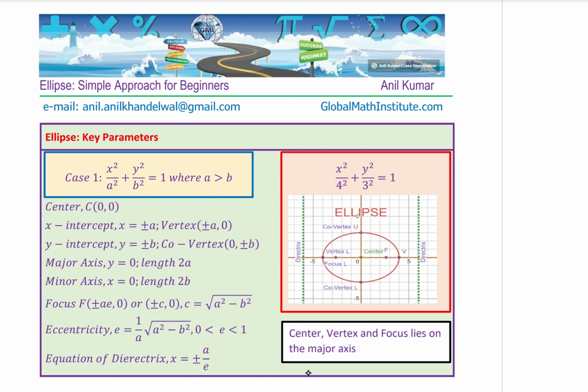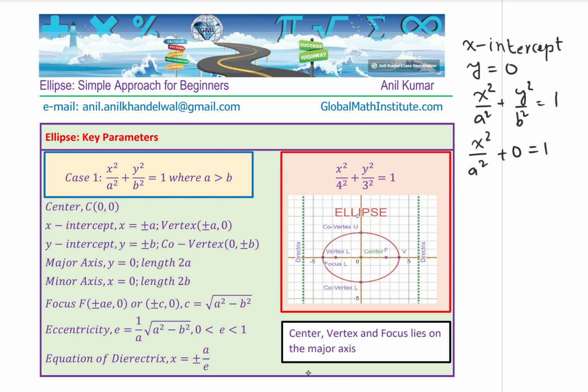Let us find the x and y intercepts. How will you find the x-intercept? Well, to find the x-intercept, I will put y equals to 0. So the equation was x square over a square plus y square over b square equals to 1. If I put y equals to 0, I get x square over a square, plus 0 here, equals to 1. And that gives you x square equals to a square.